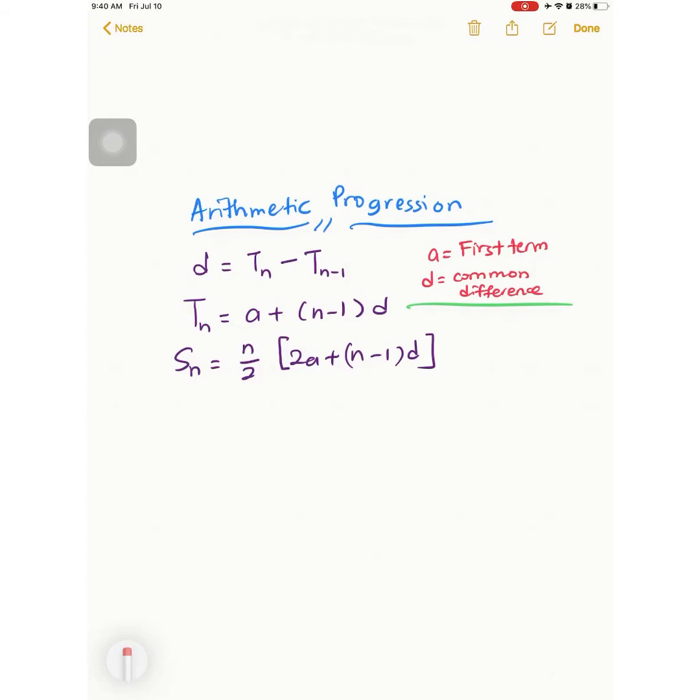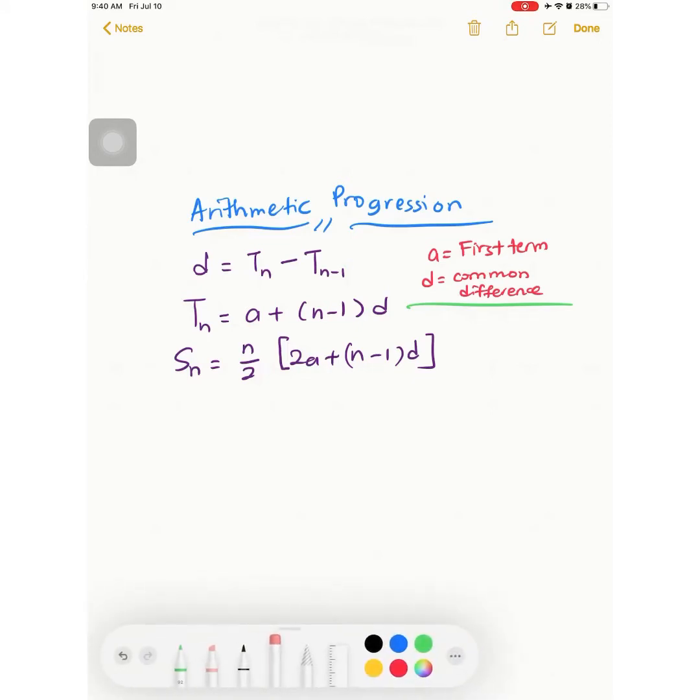So today I'm going to continue my explanation on arithmetic progression. In my previous video, I showed you how to find the nth term of a sequence of numbers which have the same common difference d. Today I'm going to continue on how to find the sum of the first n terms.